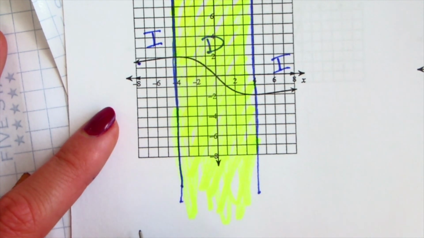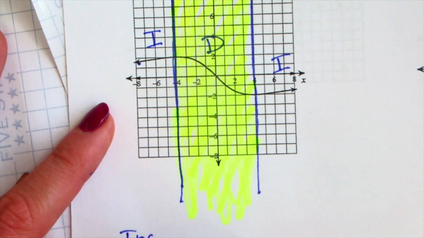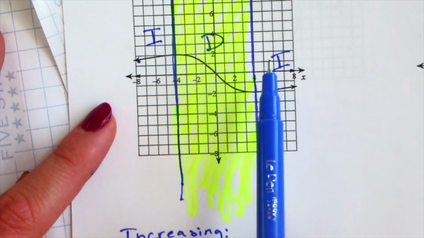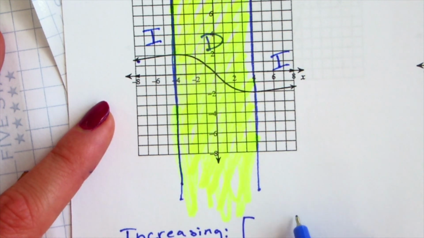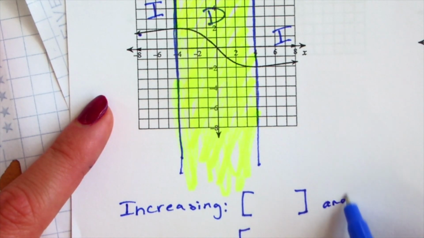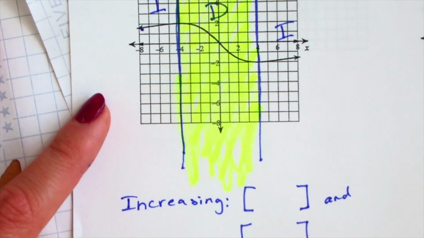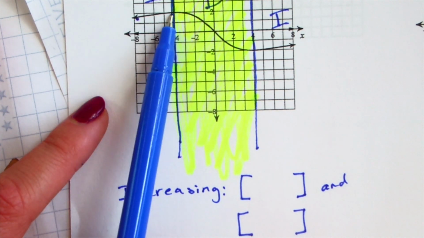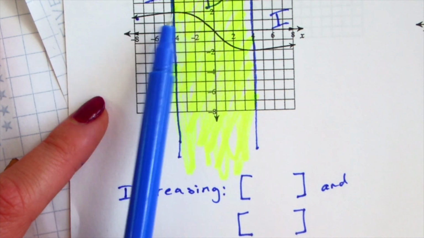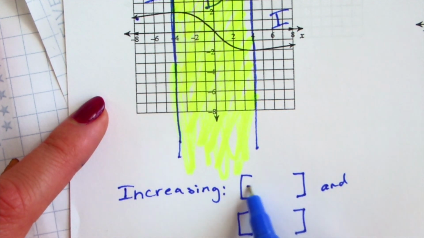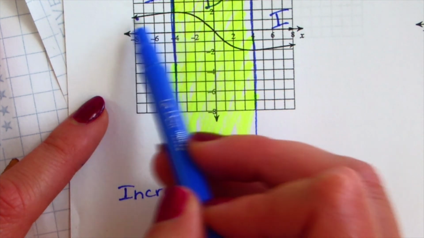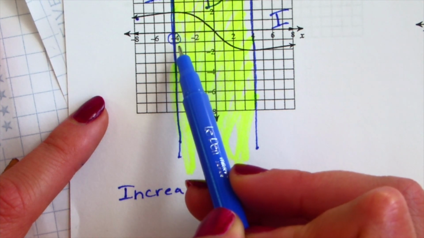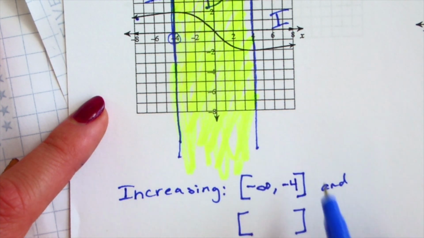So now for my intervals, let's start with increasing. Since I have 2 different increasing intervals, I'm going to end up with 2 different notations. Okay. So from what x value to what x value is this function increasing? From negative infinity to negative 4, my function is increasing.